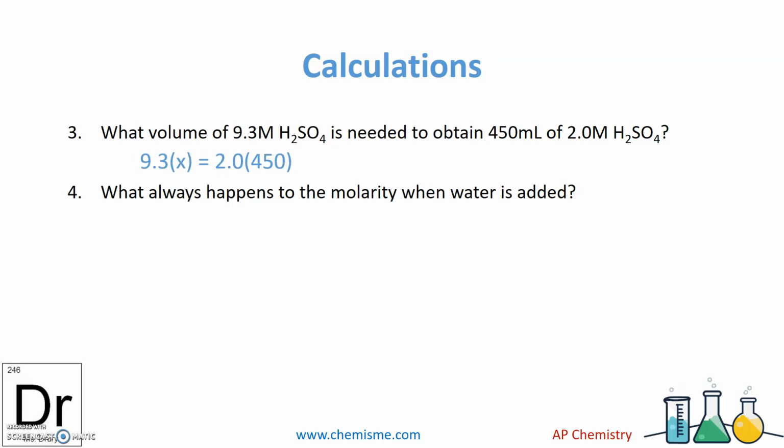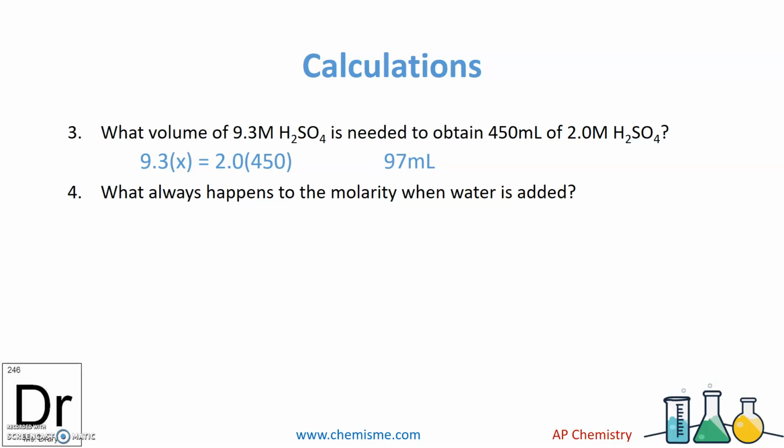So I want to know initially how much am I going to grab of the 9.3 in order to get 2 molar 450 milliliters. We're going to multiply the right side and divide by 9.3, and it says 97. So I'm going to use a cylinder and grab 97 milliliters of the crazy stuff, probably with gloves on. I'm going to add it to a bigger container, and we're going to add water into it until it hits 450.